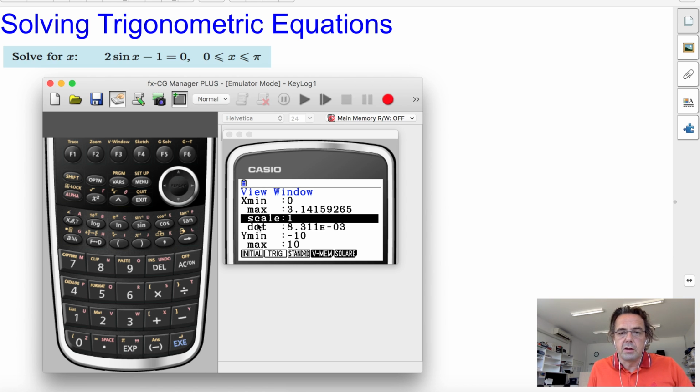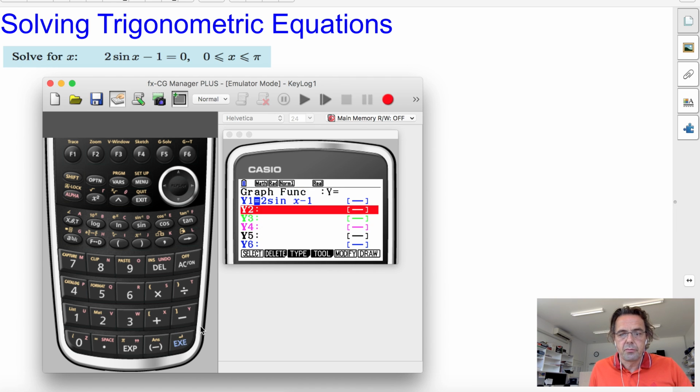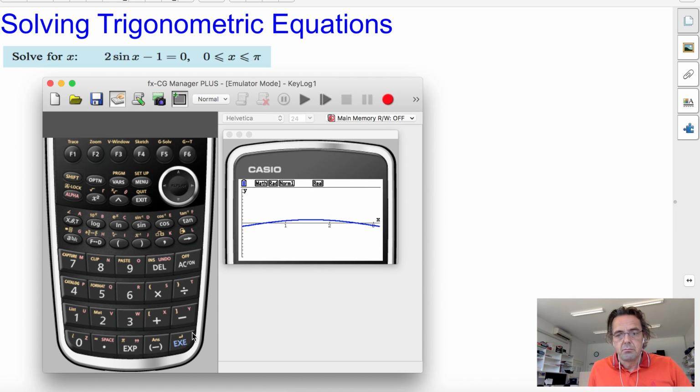We also know that 2 sine x doesn't go higher than 2 or lower than negative 2, but we're taking one away, so the range of this function should well be within negative 10 and 10. Let's draw something. There it is, 2 sine x take 1 from 0 to pi. 3.14 is right here.